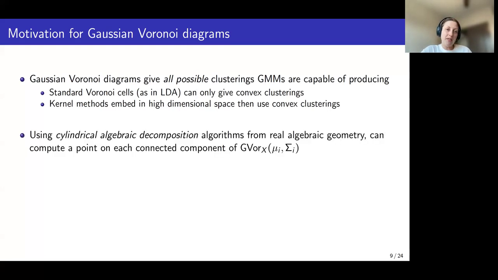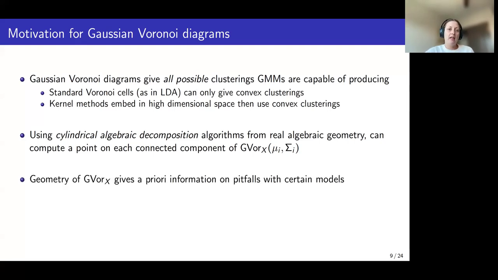Another note is that because we have this nice semi-algebraic description, we can use results and algorithms from real algebraic geometry to, say, find a sample point on each connected component of a Gaussian Voronoi cell. Right, and so there are some off-the-shelf algorithms we just get access to right away. In addition, the geometry of these Gaussian Voronoi diagrams is going to give us a priori information on pitfalls with certain models. And this is something that I will talk about in a lot more detail once we move on to some of our results.